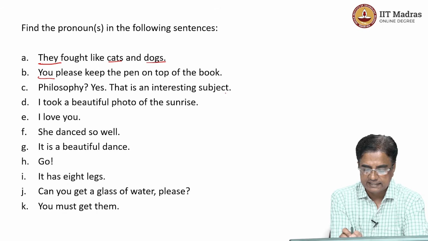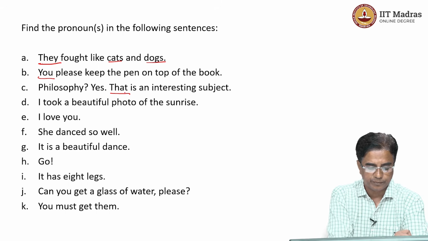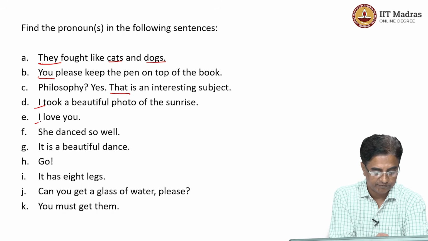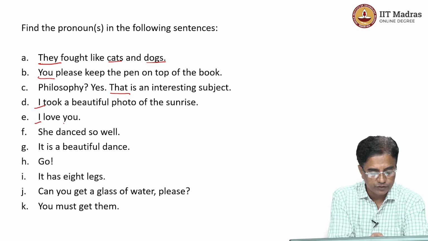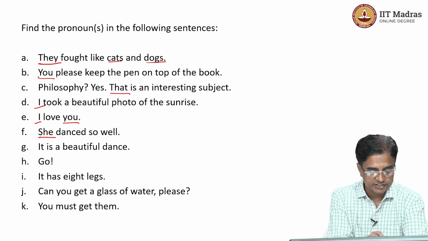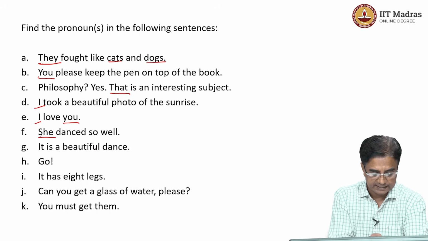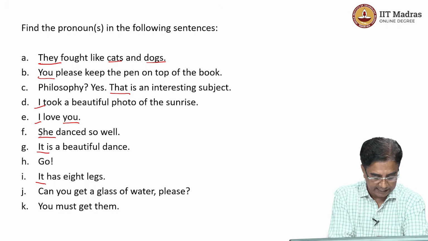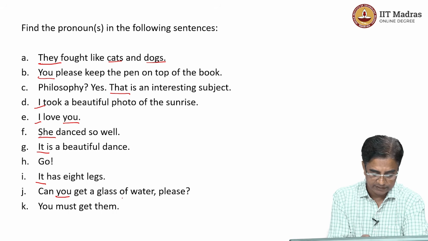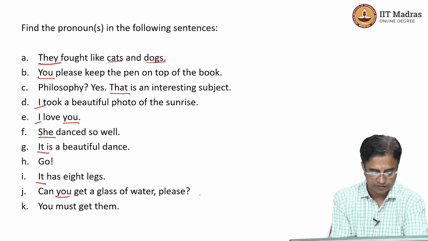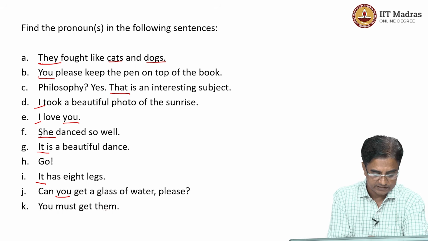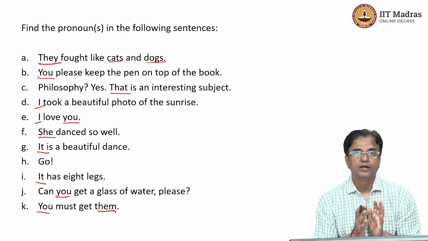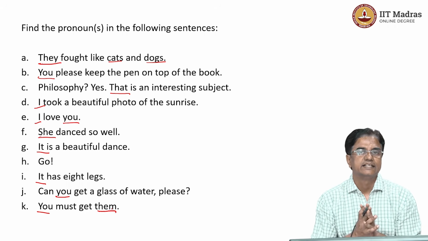Philosophy, yes, that is an interesting subject. That is also a pronoun. I took a beautiful photo of the sunrise. I is the pronoun. I love you. In this sentence, I is the pronoun. You is also a pronoun. She danced so well. She is a pronoun. It is a beautiful dance. It is a pronoun. It has 8 legs. Again, it is a pronoun. Can you get a glass of water, please? You must get them. You and them. All these underlined words are pronouns, examples of pronouns in these sentences.